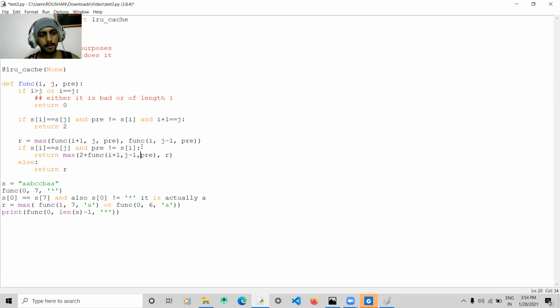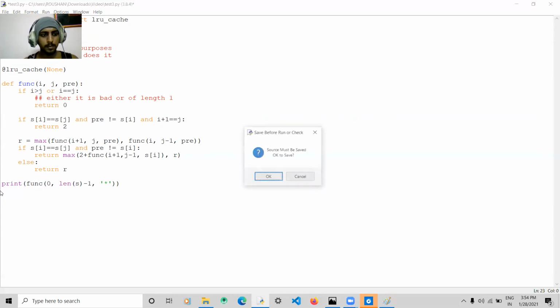Pre is S. You can change your pre here with SI, because you are considering both of them, you're letting both of them in, so you're saying that one of your palindromes does have A, so please don't start with A. Let's run it to make sure it works properly.